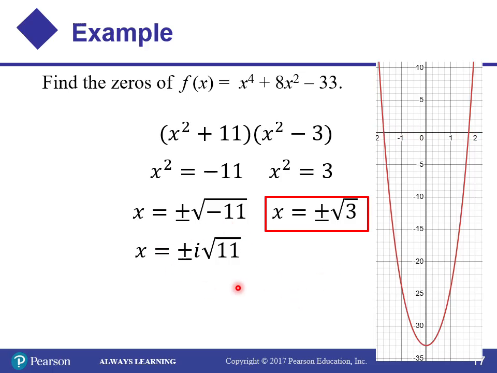So we got these other two, but these are imaginary, so they're not actually going to show up on the graph. Just those two real roots. Remember, we're only going to see real roots crossing on the graph. And there's the approximation for square root of 3.